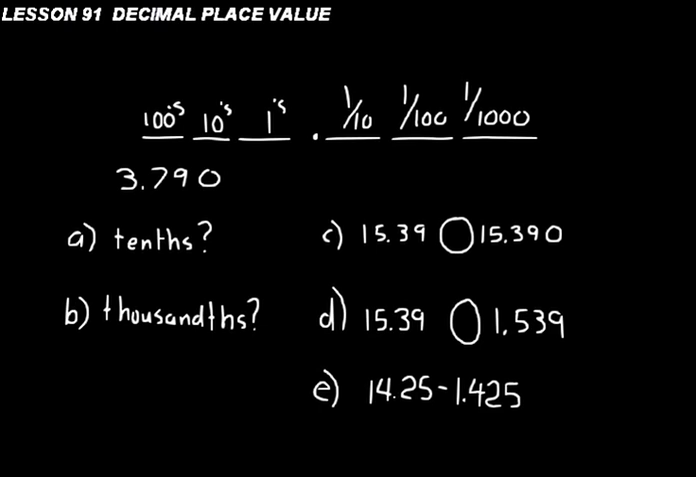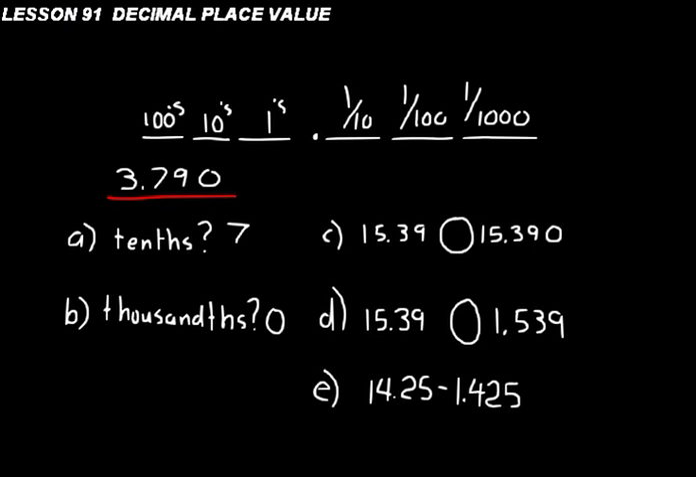Let's go ahead and just do some practice problems now, thinking about decimal place value. Look at that number there, 3.790. In practice problem A and B, I want you to tell me in A which digit is in the tenths place, and in B which digit is in the thousandths place. Well, the tenths place, the digit is the 7. The thousandths place has a 0 in it.